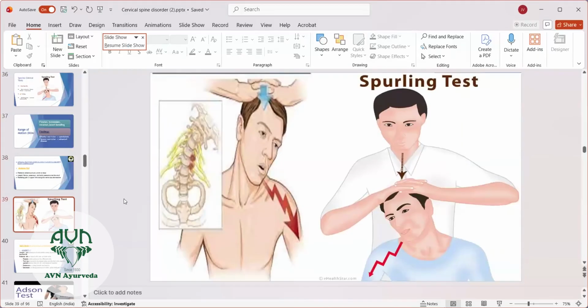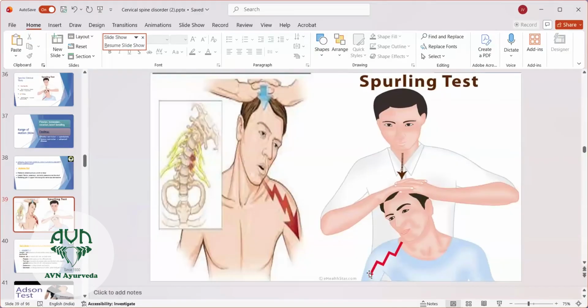Lateral flexion and a 30-degree extension of the head, and axial loading is given to the occipital region. Lateral bending towards the affected side and extend the head to 30 degrees, and the axial loading is given so that the patient experiences pain radiating from the neck to the upper lip. If the test is positive, the pain will aggravate. That test is the Spurling test.